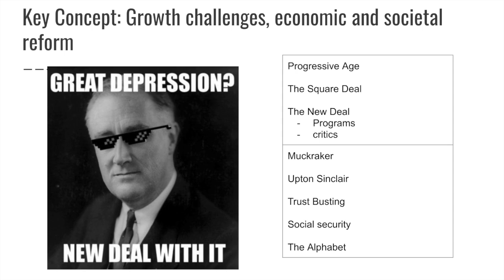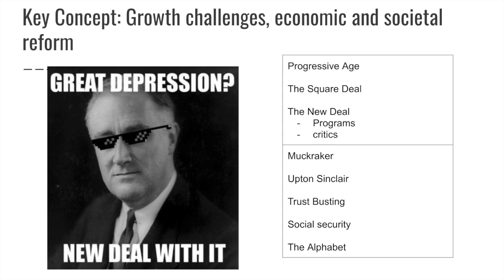Okay, first major theme for 1890 to 1945 is that we were growing economically, and this causes pressure for economic and societal reform. And it starts with one Roosevelt and ends with another Roosevelt. So we have the progressive age and the Square Deal. Some concepts we want to attach to that: there is a call by groups like muckrakers, like Upton Sinclair, to have more government regulation in our society.